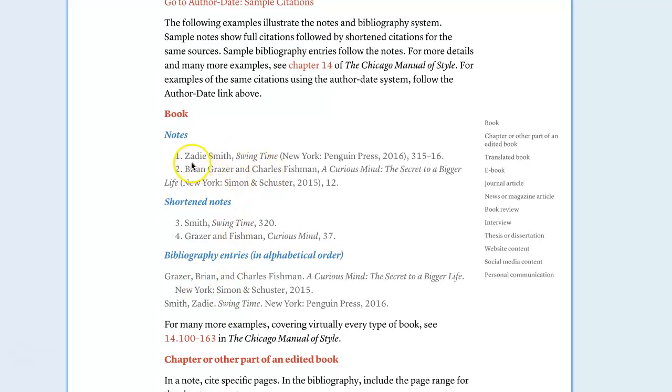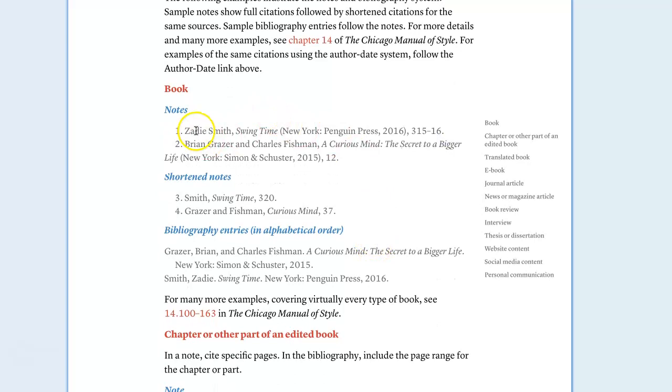In your notes, the first thing you're going to put is the author of the book. It's first name and last name, and then you put a comma, then the title of the book in italics, space, and in parentheses where it was published, who the publisher is, and the date it was published, putting the colon and the parenthesis between the place and the publisher and the date, and then parenthesis, comma, and the pages that you used. And always finish your citations with a period.